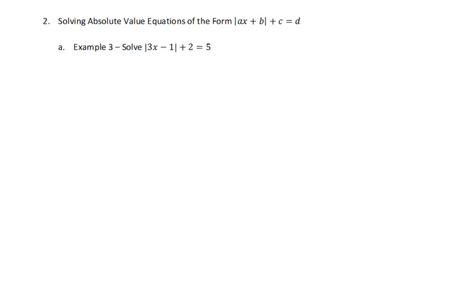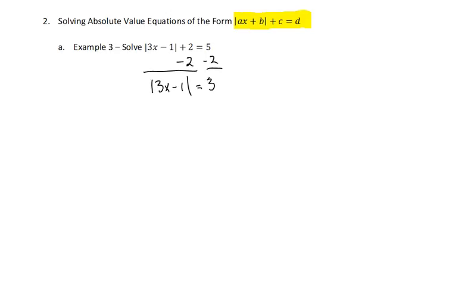Okay, in this second video we're going to take a look at some of the problems from section 2.3 that have a slightly different form. Here it has the absolute value of ax plus b plus c is equal to d. We'll take one simple step to transform this problem into the same type of problem that we were working with previously. All we have to do is subtract 2 from both sides before we begin.